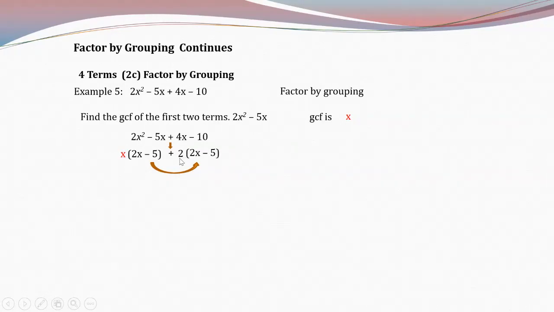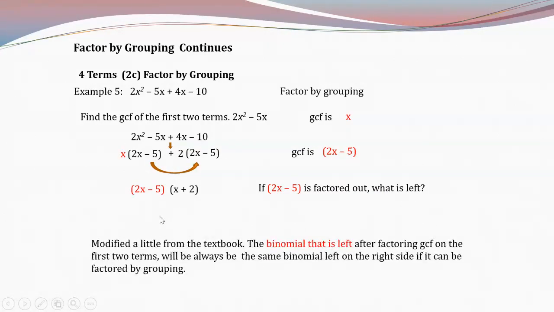So the answer is 2. And I can check my work. 2 times 2x will give me 4x, and 2 times negative 5 will give me negative 10. Now, what do both terms have in common? It will be 2x minus 5. So you factor it out, what's left? x plus 2. So this is how I show the students how to factor.